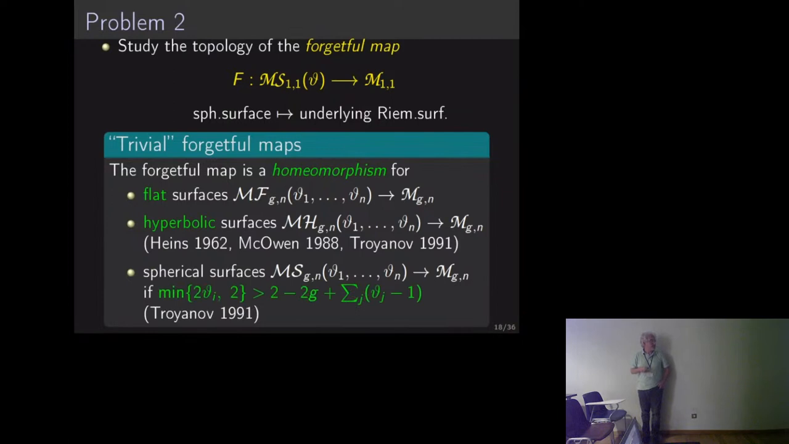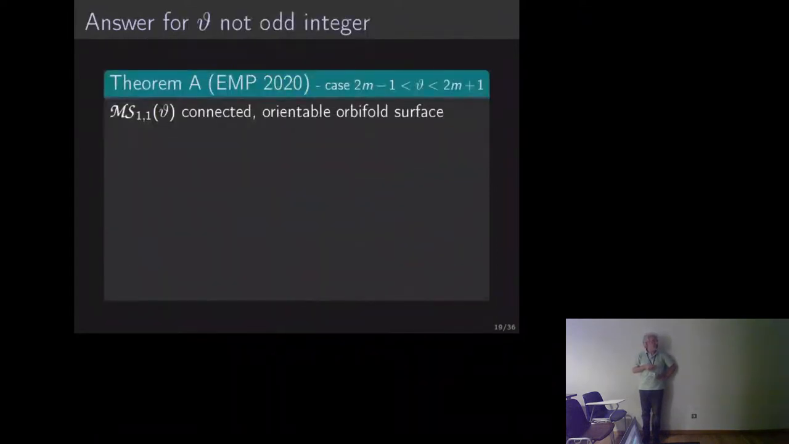So he also showed that even in the spherical case, we still have existence in a certain range, when the angle satisfies some inequality, which has a geometric meaning, but I don't want to discuss it. So in some cases you have it, but in general, in the spherical case, you don't have existence, you don't have uniqueness. So what are our statements? We collect two of them.